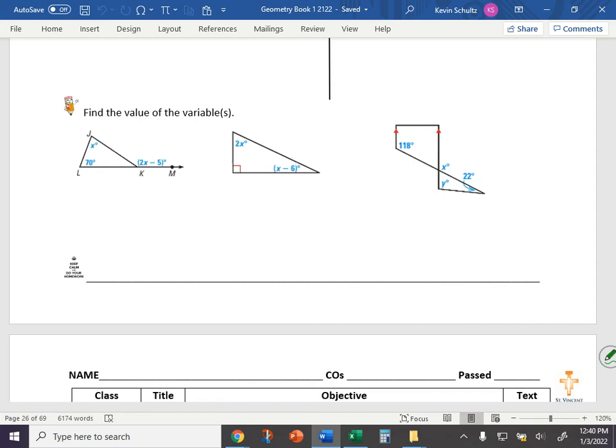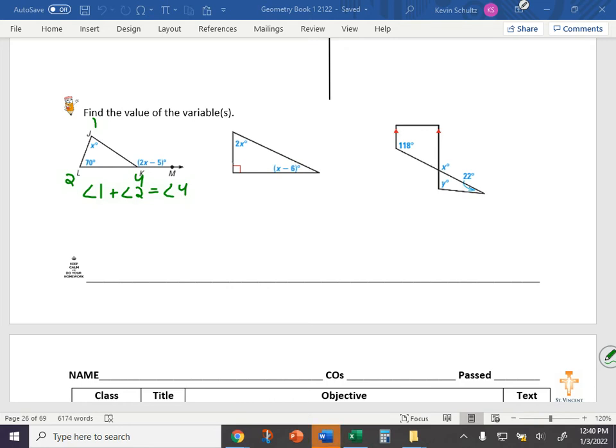We'll call this angle 1. We'll call this angle 2. Our exterior angle we'll call angle 4. Because the exterior angle is equal to the two non-adjacent angles. We know that because of the exterior angle theorem, angle 1 plus angle 2 is equal to angle 4. That exterior angle is equal to the sum of the two non-adjacent angles.